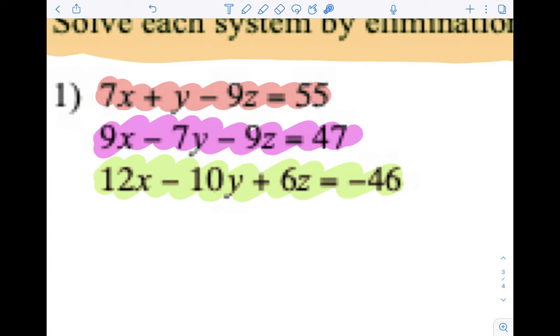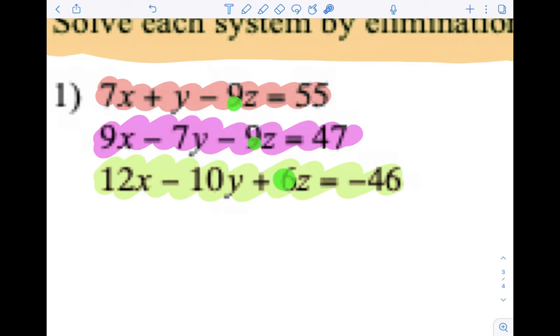Okay, so what I have here is a 7, a 9, and a 12. I can't think of a number that goes into 7, 9, and 12 that I can multiply them all to make. Okay, how about there's a 1, a 7, and a 10. I guess I can do 70 if I multiply this by 10 to make 70y, and I multiply this one by 7 to make negative 70y. That'll work. But this 70 is a big number though. I can come back to it. Let's see if something else works.